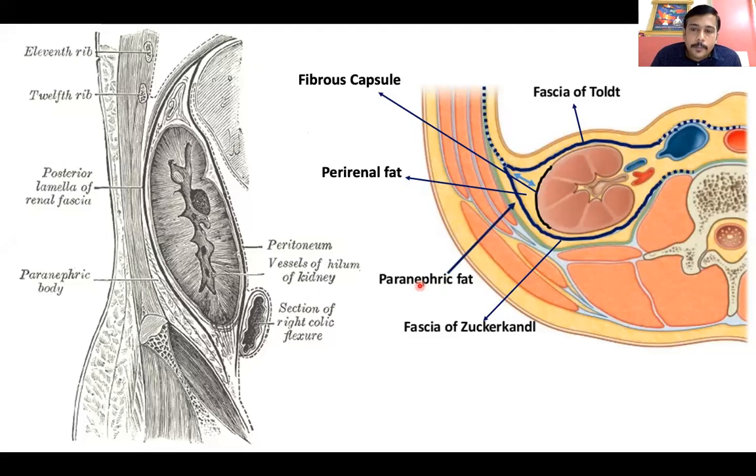So if a person is very lean, then the amount of pararenal fat or the perinephric fat will be very less. But if the person is a little obese or a little hefty, then definitely when you are dissecting, you can really see the accumulation of fat around the kidneys. And okay, so this is the same picture once again.